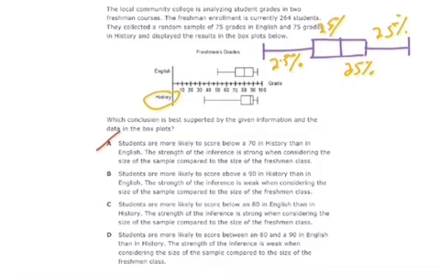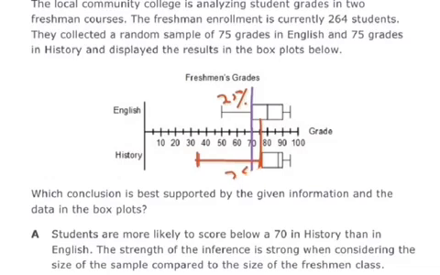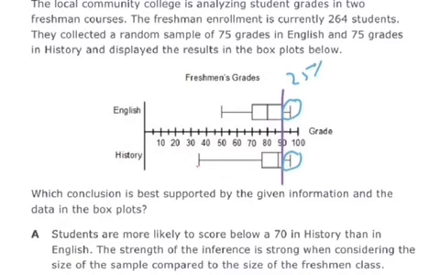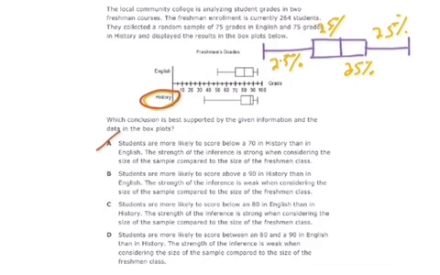B says students are more likely to score above a 90 in history than in English, above a 90. So if I erase out what we have, that means above a 90, 90 is about right there, and it says they're more likely to score a 90 in history. Well, if you look, they both have the last quartile above a 90, 25%. So it's actually going to be even. History doesn't have a greater chance of scoring above 90. There'd be an even chance of scoring above 90, so B won't work either.